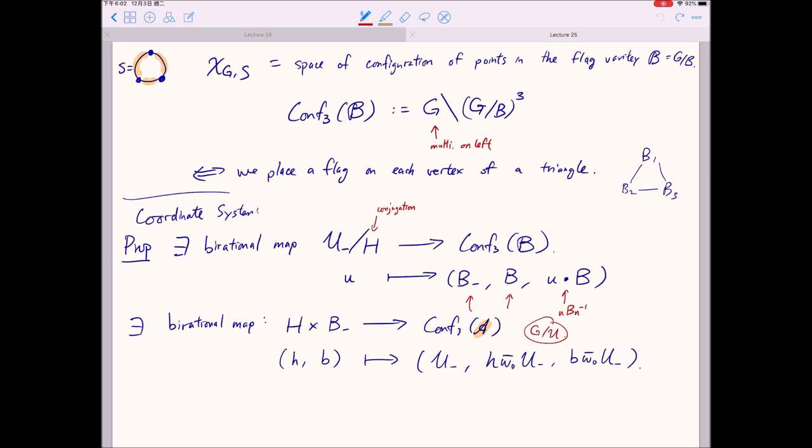Yeah, let me just write. So each element corresponds to a collection of vectors invariant under this thing. And then we just care about the wedge product of these vectors, such that the wedge product is invariant under this map.